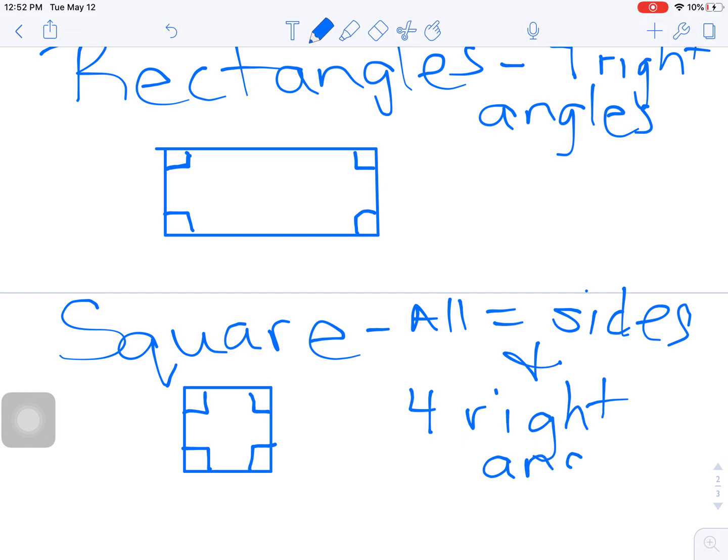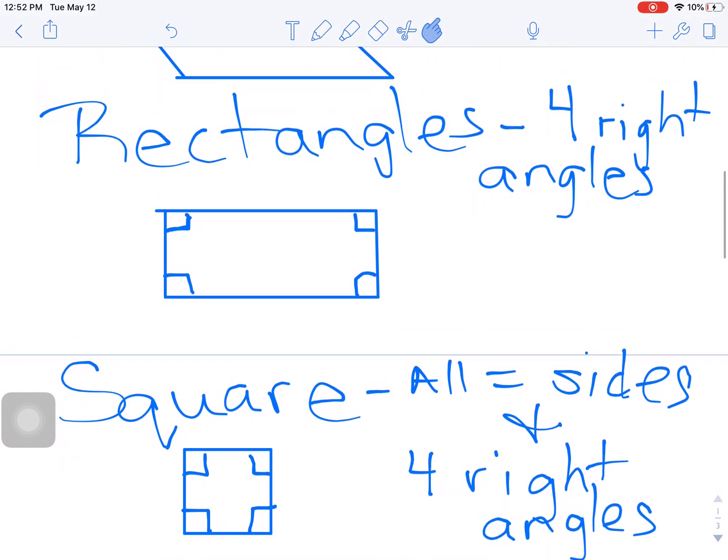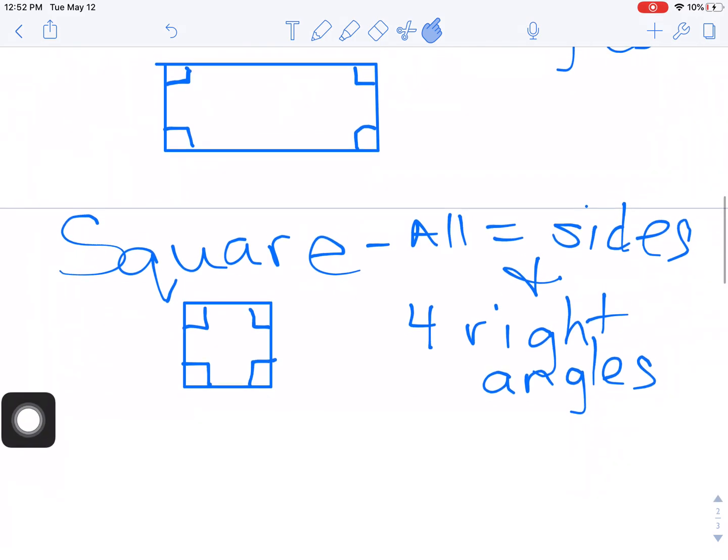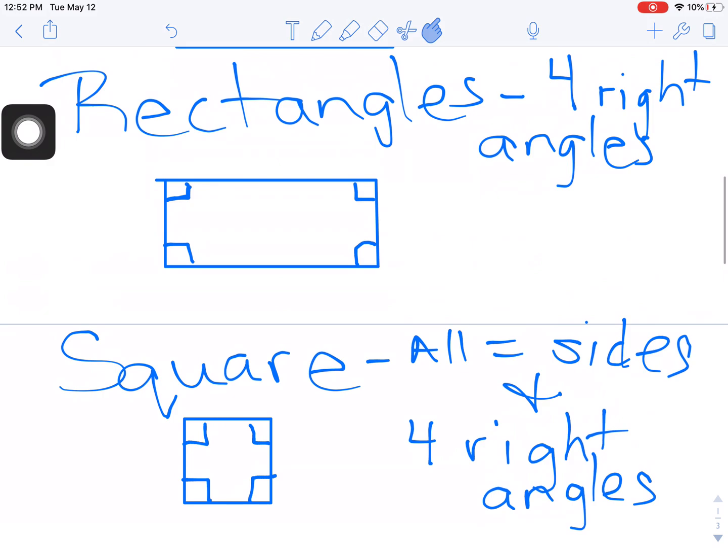So if we look back at a rectangle, we see in order to be a rectangle, you have to have 4 right angles. So could a square be considered a rectangle if it has 4 right angles? If you said yes, you are right. A square is a rectangle. But if you look at the rectangle, a rectangle is not always a square because this rectangle does not have all equal sides.